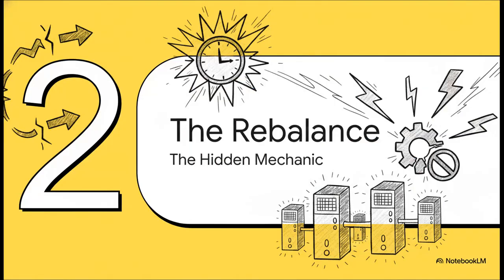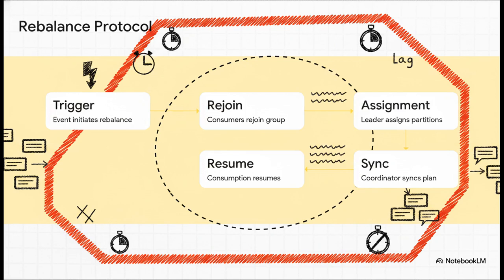Which brings us to Section 2. Let's examine that hidden mechanic, the stop-the-world rebalance. When a consumer group rebalances, it executes a very strict 5-step protocol coordinated by the broker. From the initial trigger to rejoining, getting assignments, syncing, and finally resuming, this entire process acts as a complete stop-the-world pause. During this time, your consumers cannot fetch or process a single message. And let me tell you, lag builds up every single millisecond this is happening.